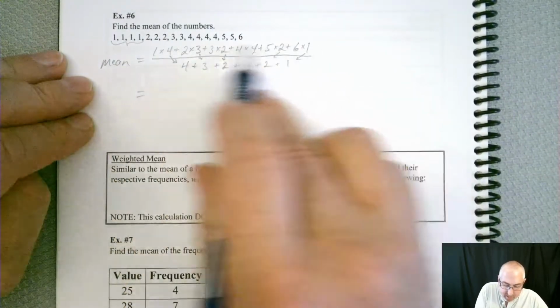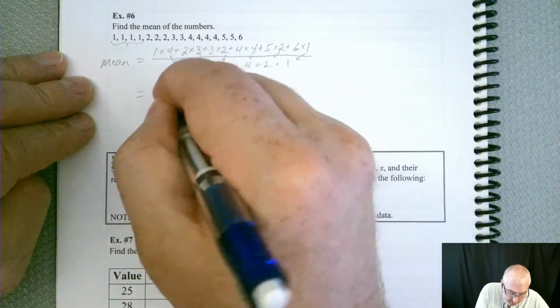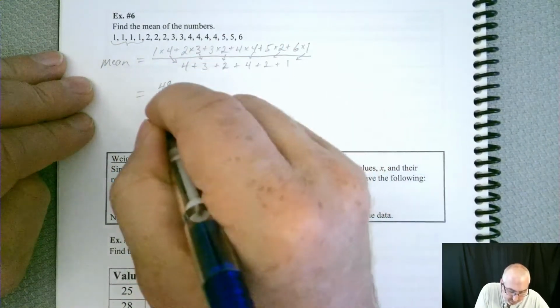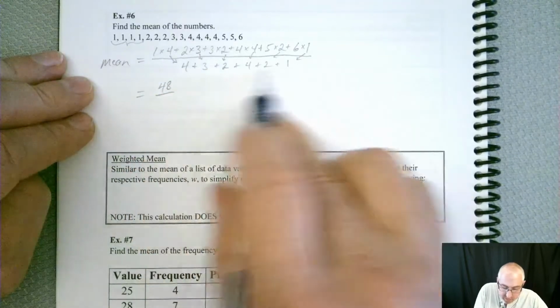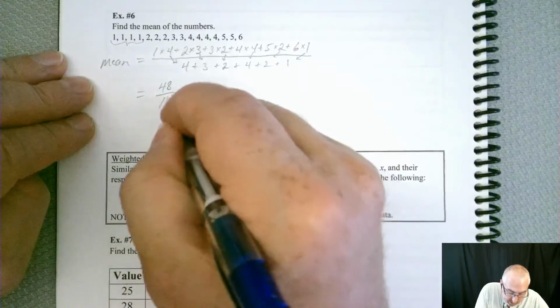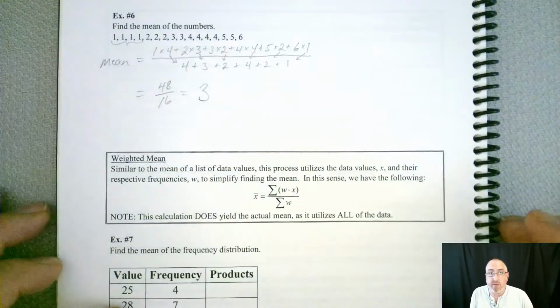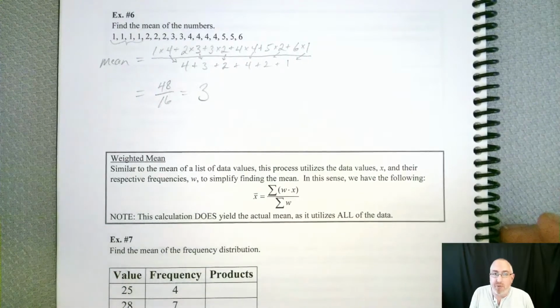So if we multiply and add all of those up, I believe we get 48. And if we add up the bottom, I believe we get 16. So that gives us a value of 3. And we can see that 3 does look like the middle of that set of data. So we're good. But now let's formalize the process.